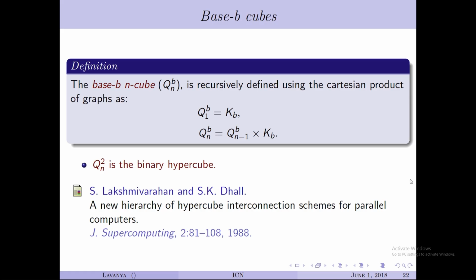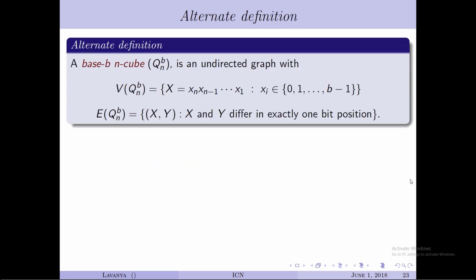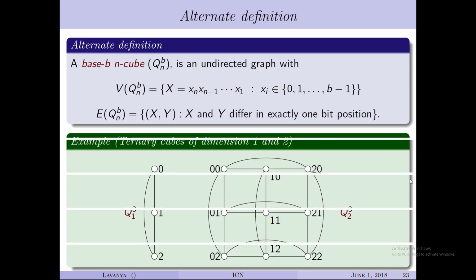There were also other kinds of generalization. Instead of taking KB, you could have taken a cycle on B vertices, that is also a possibility. So there are different definitions of generalization possible. Officially, to define it in similar language to a binary hypercube, you look at any n bit string where the bits lie between 0 and B minus 1, and you say that two vertices are adjacent if and only if they differ in exactly 1 bit position. We do not bother by how much it differs, but in exactly 1 bit it has to differ. All the other n minus 1 bits are the same.